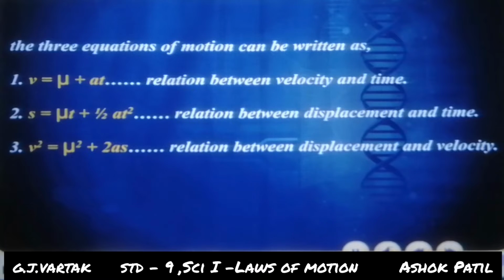Last time we have seen the equation of motion using graphical method. These are the three equations. One, v is equal to u plus a into t. Second, s is equal to u into t plus 1/2 into a t square. Third equation, v square is equal to u square plus 2 into a into s. Then we can start today the next topic of this chapter.